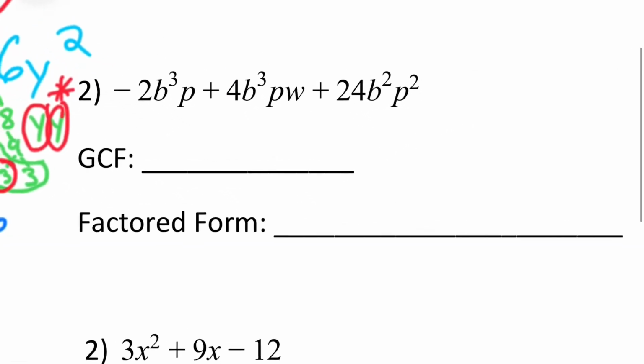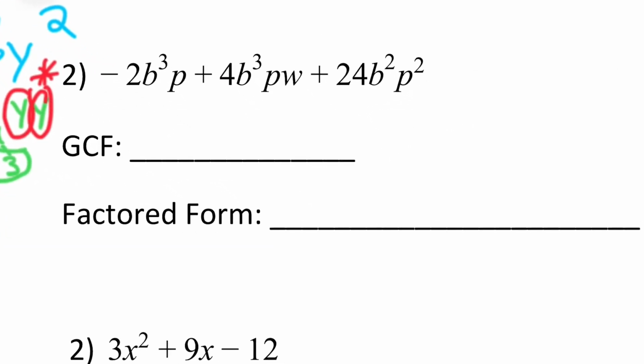For number 2. Number 2, hopefully, we can look at the 2, 4, and 24 and determine that our GCF is going to involve a 2. And then the shortcut to look at the variables is we have a b. Do all of them have b's? Yes. What is the smallest exponent of b in this expression? 2. So we're going to have b squared in our GCF.